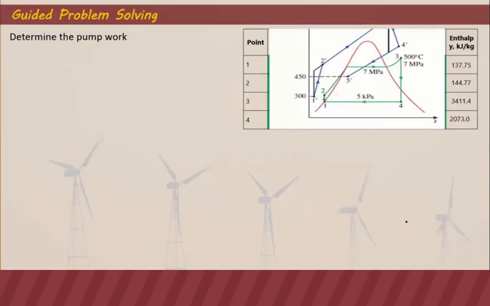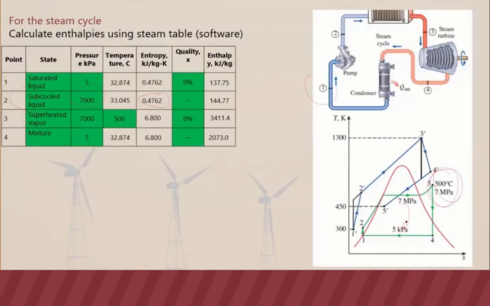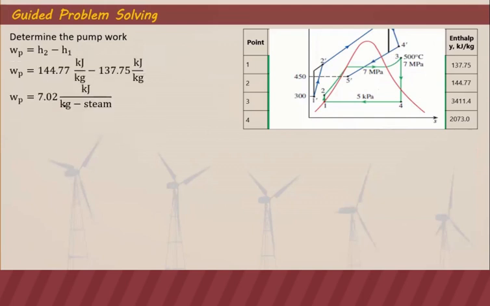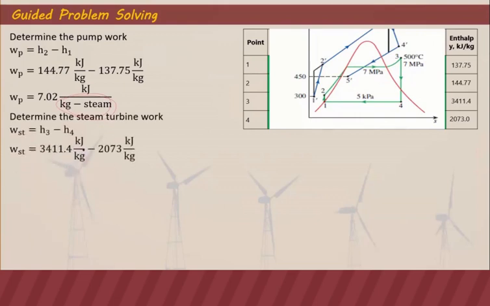So for the steam cycle, we also need to get the work net. First, the work of the pump is just H2 minus H1. That's 7.02 kilojoules per kilogram steam. This time steam is flowing here. For the turbine work, that is H3 minus H4, which is 3411.4 minus 2073. So the work of the steam turbine is 1,338.4 kilojoules per kilogram of steam.